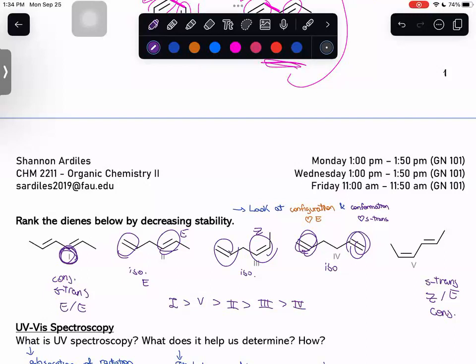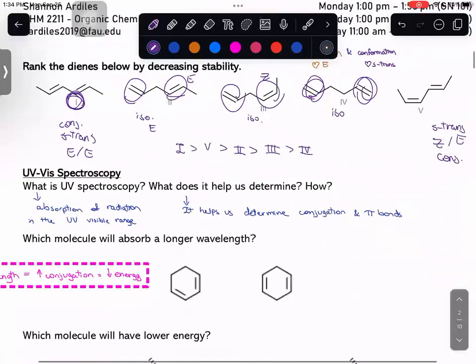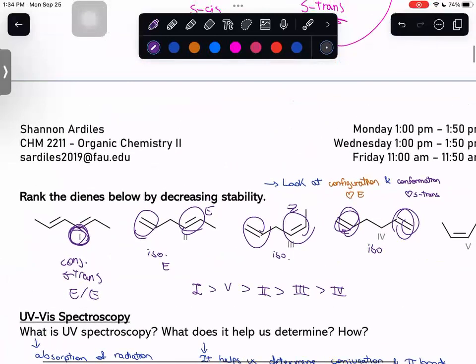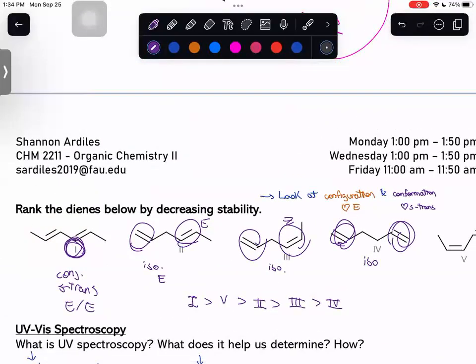Okay, and then let's start talking about the next concept, which is going to be UV spec. I think he briefly talked about this. He was talking about sunscreen and chlorophyll, maybe? I don't remember exactly. Something about waves, yes. More specifically, why would we use UV spec?